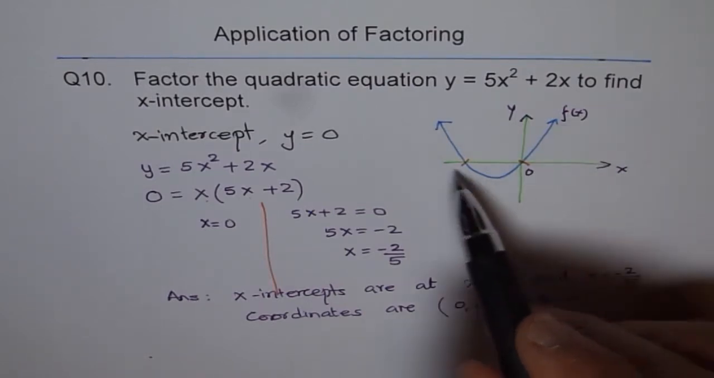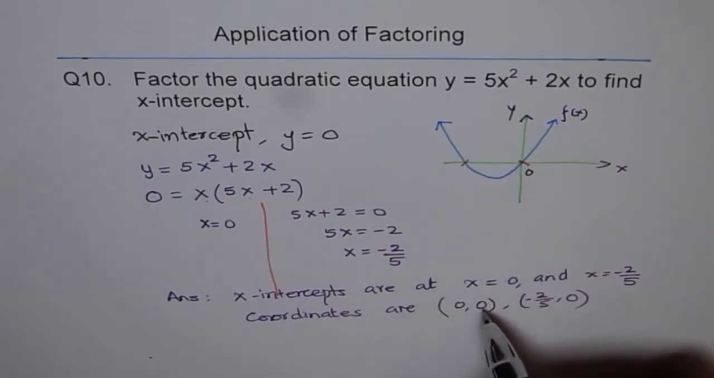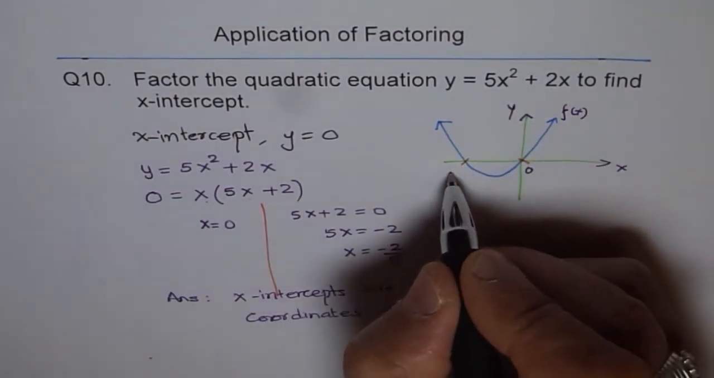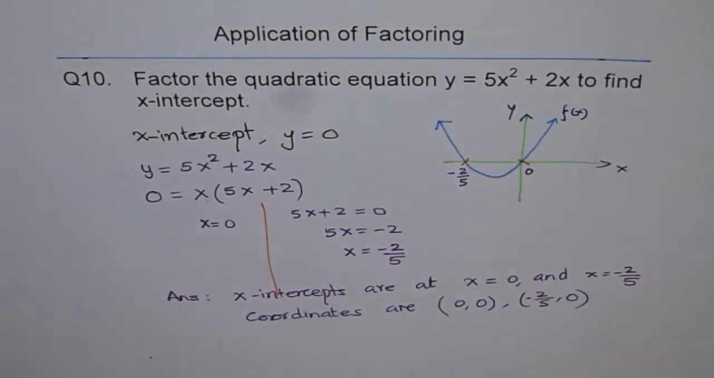This graph actually represents this equation, and you can see this one is at 0 and the other one we can write as minus 2 over 5, as the other x-intercept for our graph of the quadratic equation y equals 5x squared plus 2x. I hope you understand here how to find the x-intercept. So remember, the x-intercept is a point on the x-axis where the graph crosses or touches it, okay? I hope you understand. Thank you.